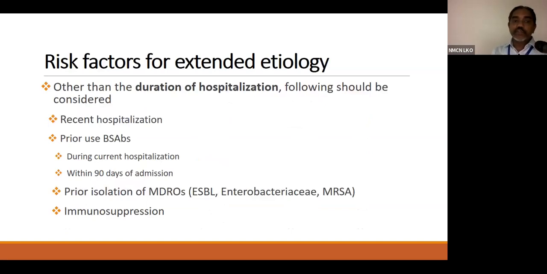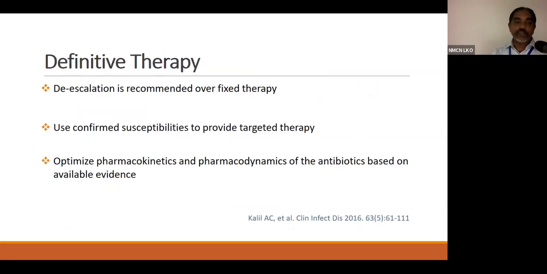Other factors which should be kept in mind for extended etiology, that is presence of drug-resistant pathogens, other than the duration of hospitalization, are history of recent hospitalization, prior use of broad-spectrum antibiotics during current hospitalization or within 90 days of admission, prior isolation of multi-drug resistant organisms, and presence of immunosuppression.